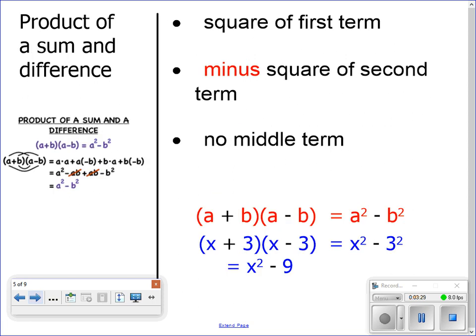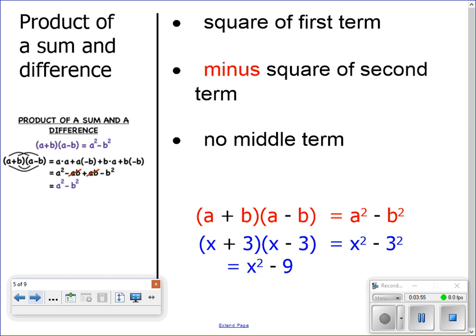And then our last one is called the product of a sum and a difference. Again, this is when you have the same thing in your binomials, but one is adding and one is subtracting. So we take the square of the first term, so a times a, that's a squared, minus the square of the second term, so b times b, which is b squared.